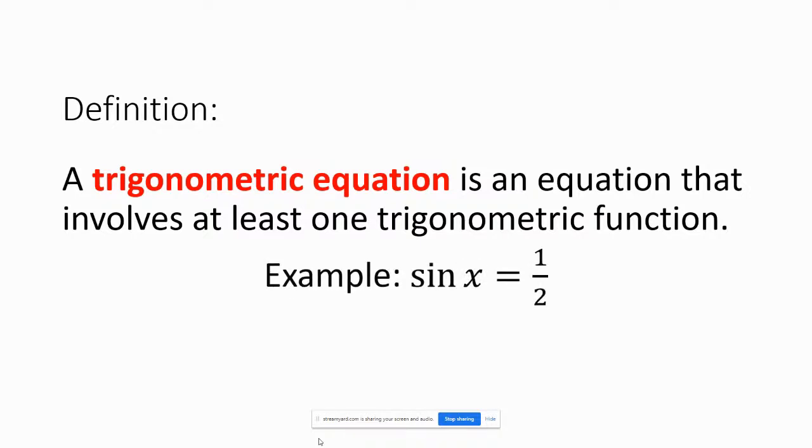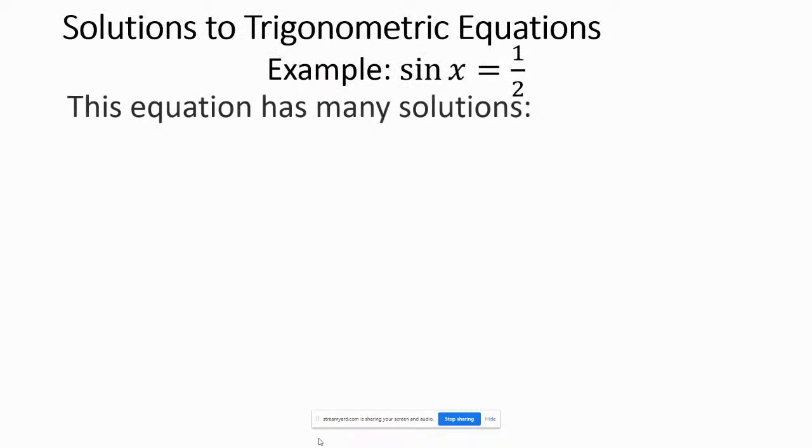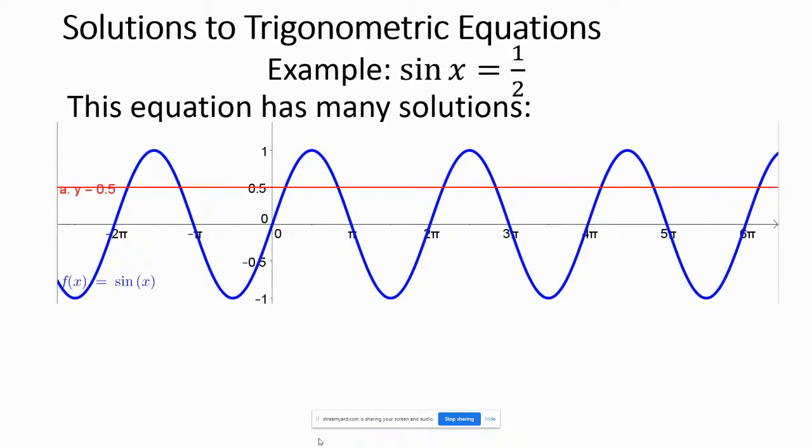Okay, let's continue. This is an example of a trigonometric equation: sine x is equal to 1/2. Now, if we are going to find the solutions of this equation, this equation has many solutions. If we look at the graph, the blue wave is the graph of the sine function. As you can see, you have there the line y is equal to 0.5. So in the equation sine x is equal to 1/2, the left side is represented by the function f of x is equal to sine x, and the right side, 1/2, is represented by the constant function y is equal to 0.5.